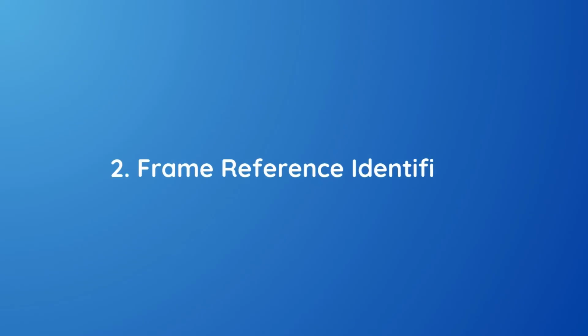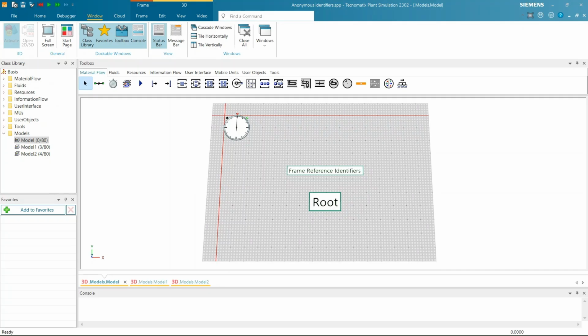Now, second type of identifiers are frame reference identifiers. These anonymous identifiers are used to refer to and access different frames in the method. Let's understand them one by one. First frame reference identifier is root. It refers to the topmost frame in the model hierarchy. So, this is the main parent frame of your simulation model.